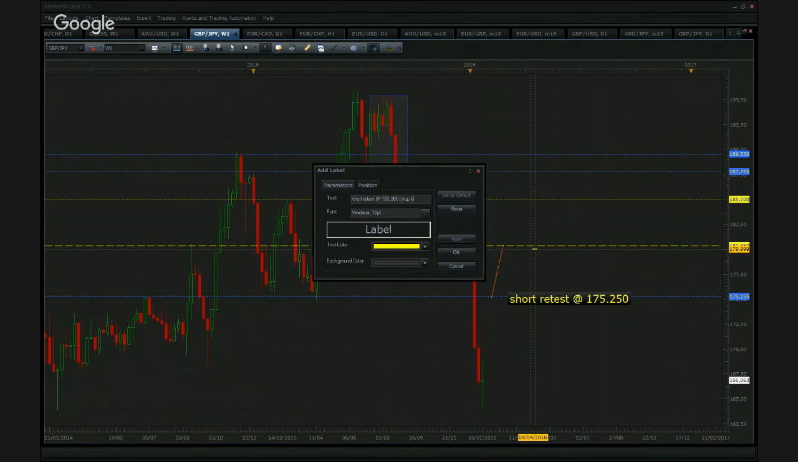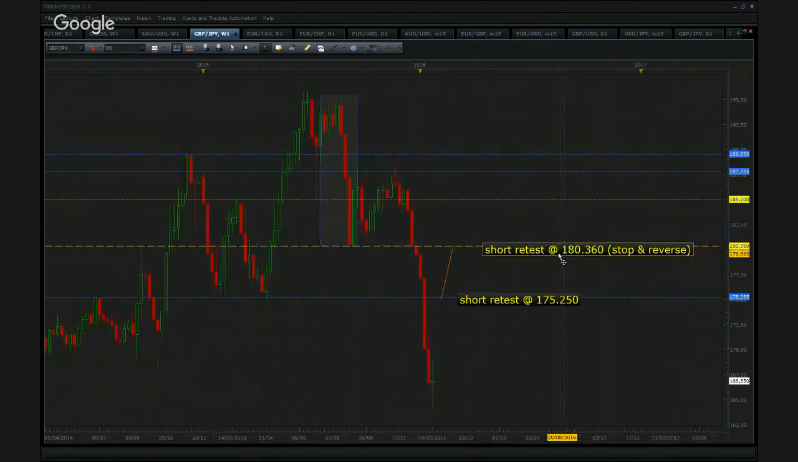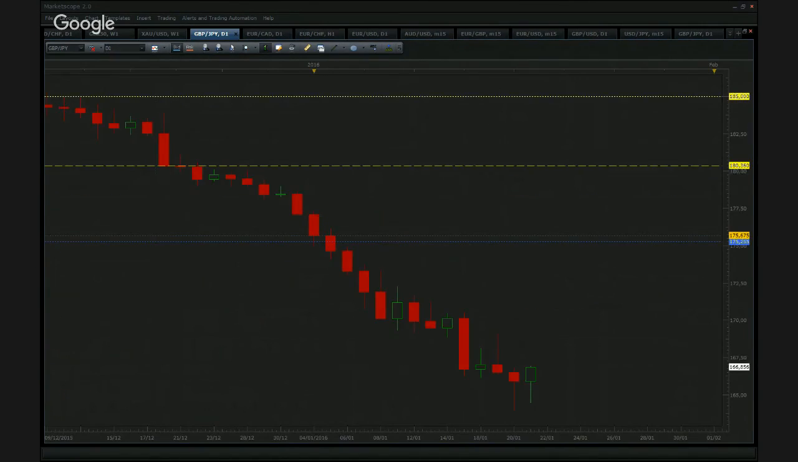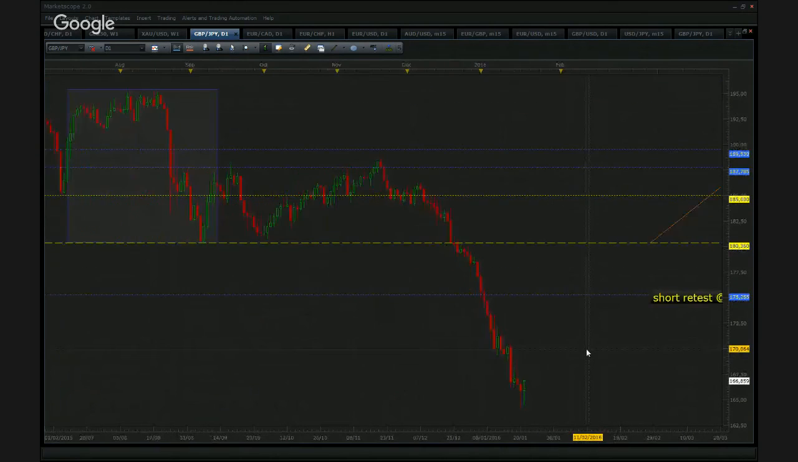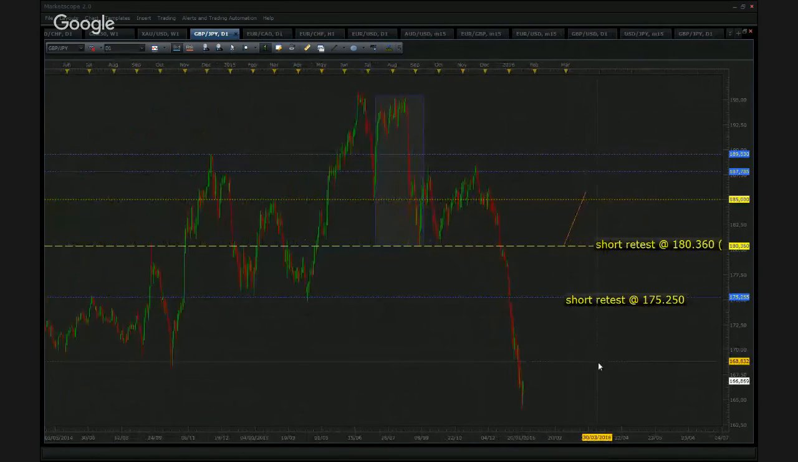With a stop and reverse here. Yes, here we want it. Here we want it, guys. Short retest at 180, 360, and if you get stopped out here, it's a good level because it will be a continuation up to the upside. So basically, this is pound yen. It's weak. We want to go short, and now to go long, I just changed to the daily chart.